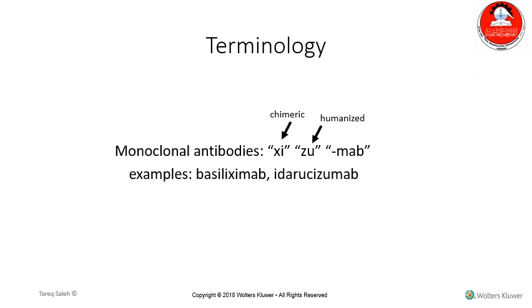So there is a way of how we name these drugs. Note that the suffix mAb is usually used to denote monoclonal antibodies. For example, drugs such as basiliximab, idarucizumab. These drugs, because they have mab at their ends, this means that these drugs are monoclonal antibodies.